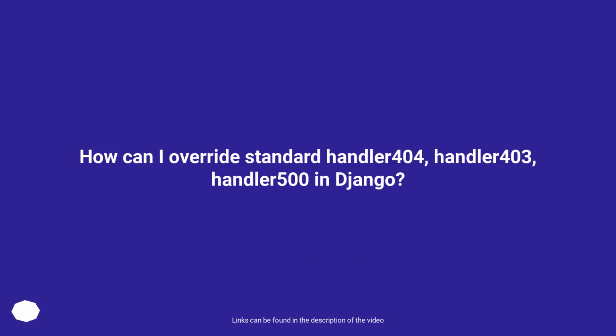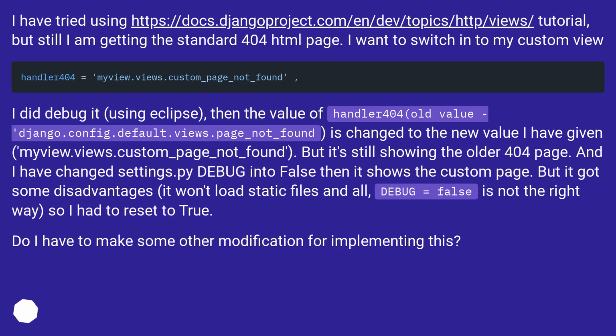How can I override the standard handler404, handler403, handler500 in Django? I have tried using this URL tutorial, but still I am getting the standard 404 HTML page. I want to switch to my custom view.